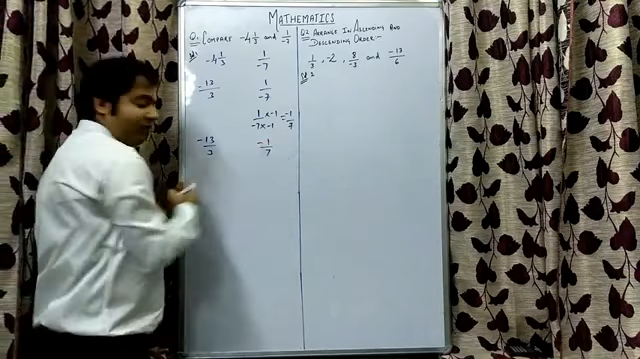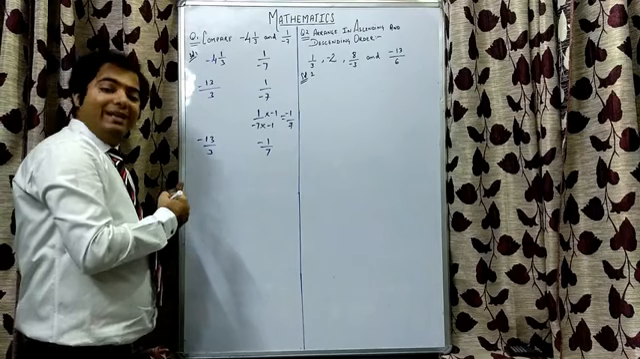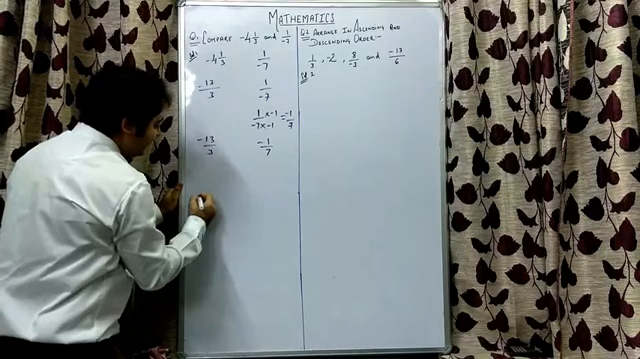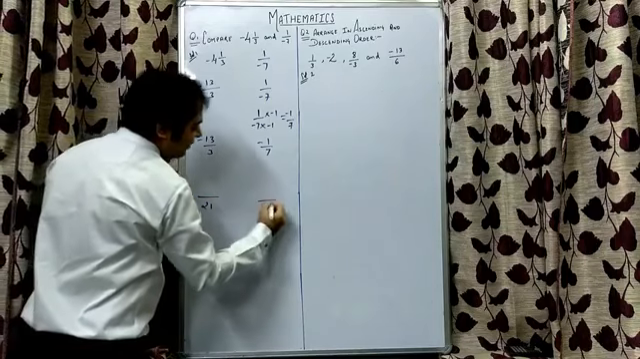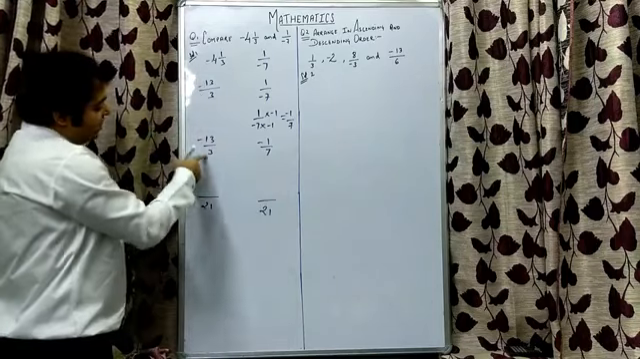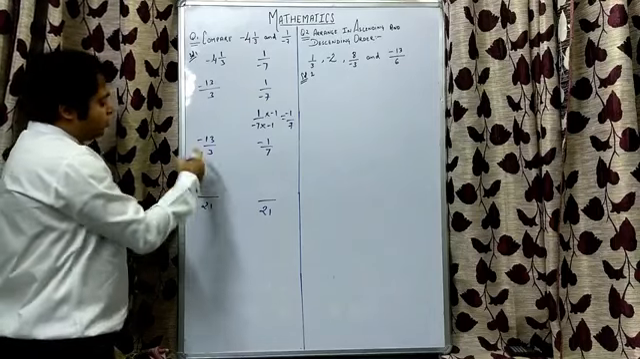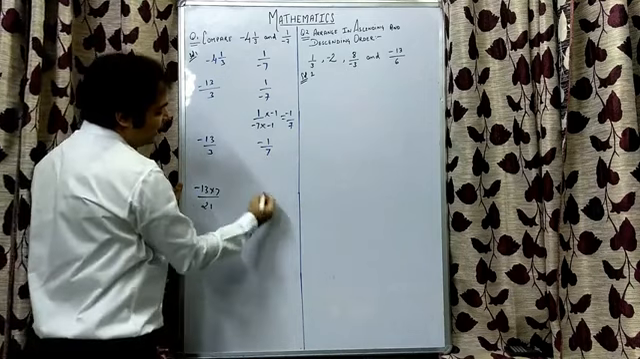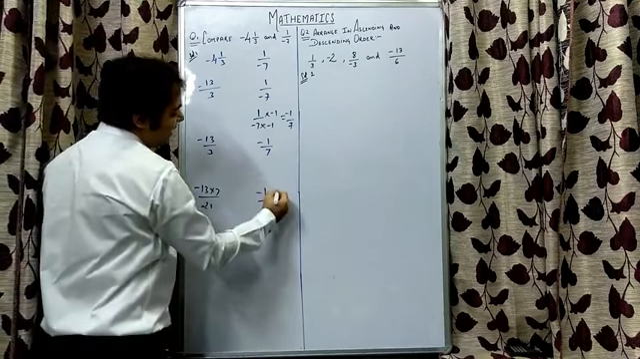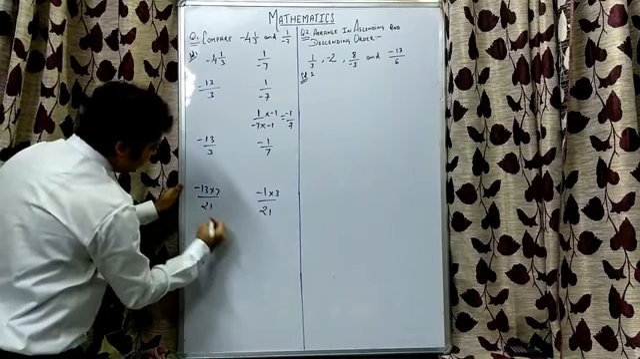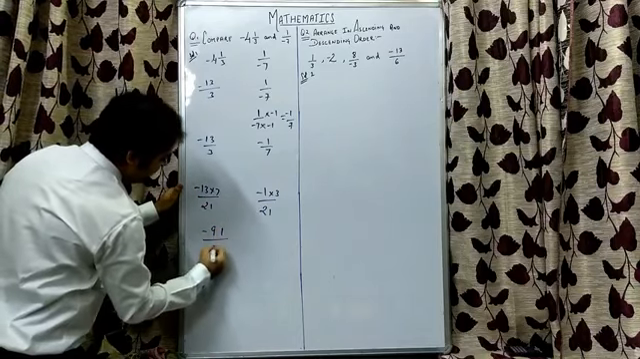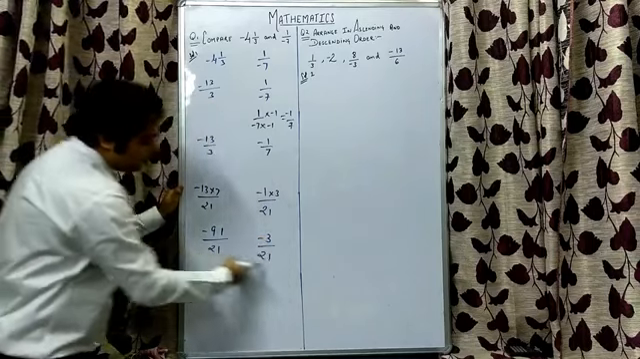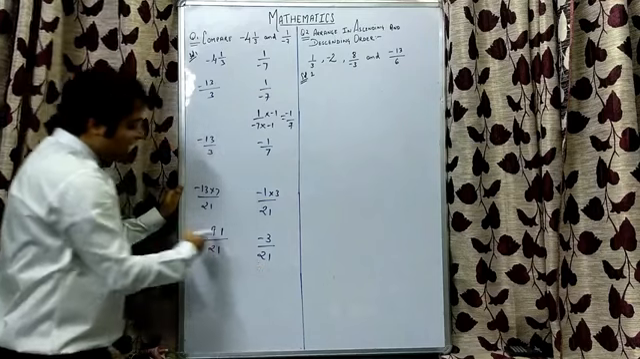Since the denominators are different, we will convert them into like rational numbers by taking out the LCM of 3 and 7. LCM of 3 and 7 is 21. So I will write 21 two times. 3 goes into 21 7 times, so multiply -13 by 7. And 7 goes into 21 3 times, so we will multiply -1 by 3. This will give me -91/21. We have -3/21. Now since denominators are same, we can compare the numerators.